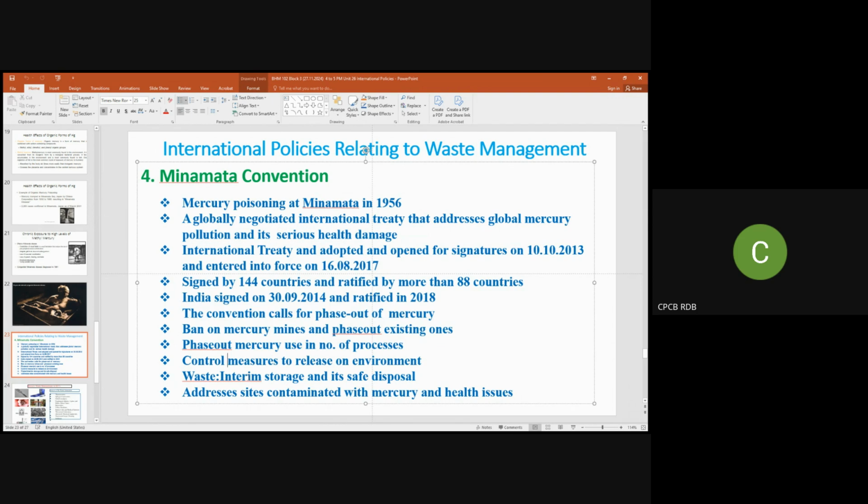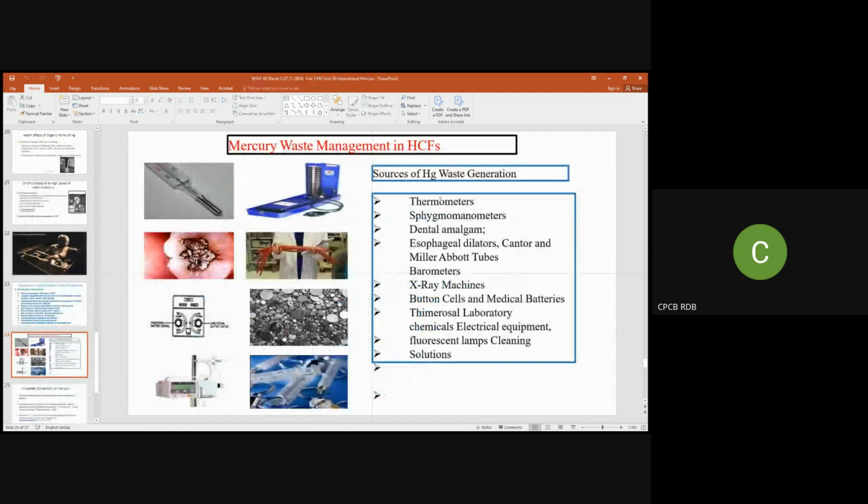And interim storage of waste and its safe disposal has been suggested. Whatever mercury-bearing waste is generated in all the industries is collected, stabilized, and disposed through TSDF in an environmentally sound manner. Therefore, no mercury is going to cause any impact in the environment. These are the equipment where mercury waste generation is expected from the hospital, where generally thermometers, sphygmomanometers, and dental amalgam are used. These are the mercury-based instruments.